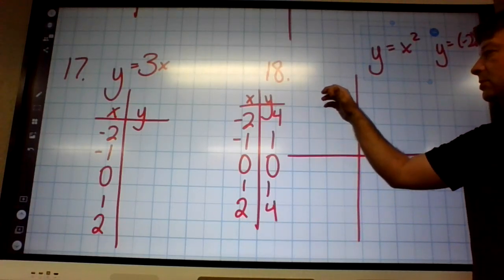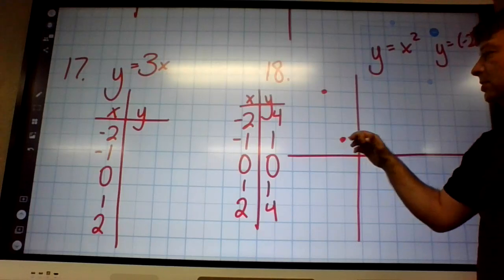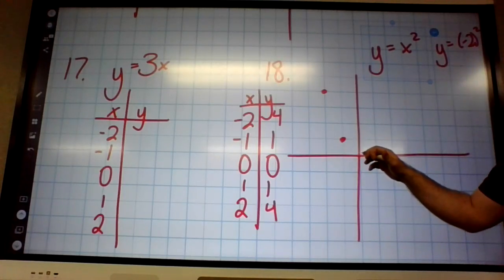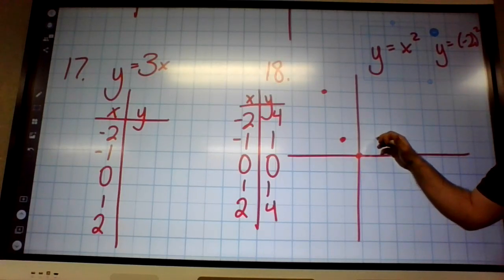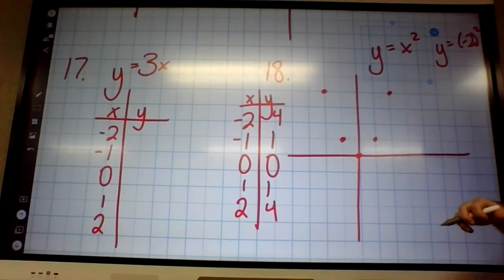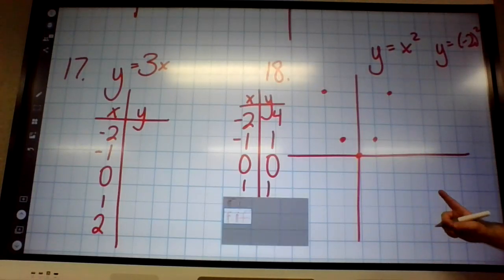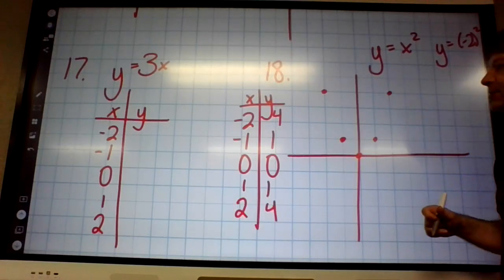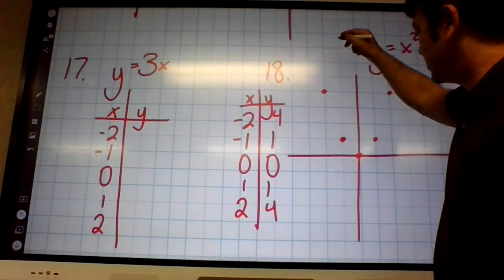That's almost 14 then. Wait, so we're not doing 17? No. 14 is pretty similar to this. The difference: we've been graphing the last 2 problems. Because the domain is unlimited, these 5 points that I drew are not the whole thing. So we actually do connect the dots on these.